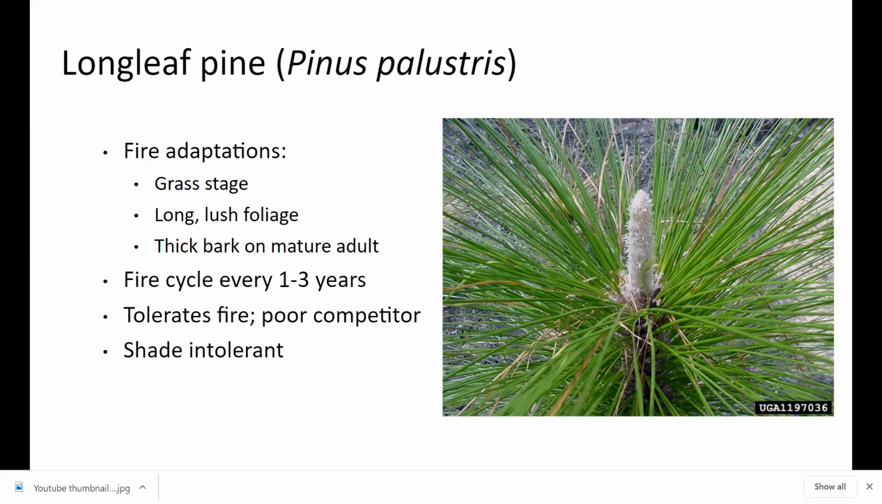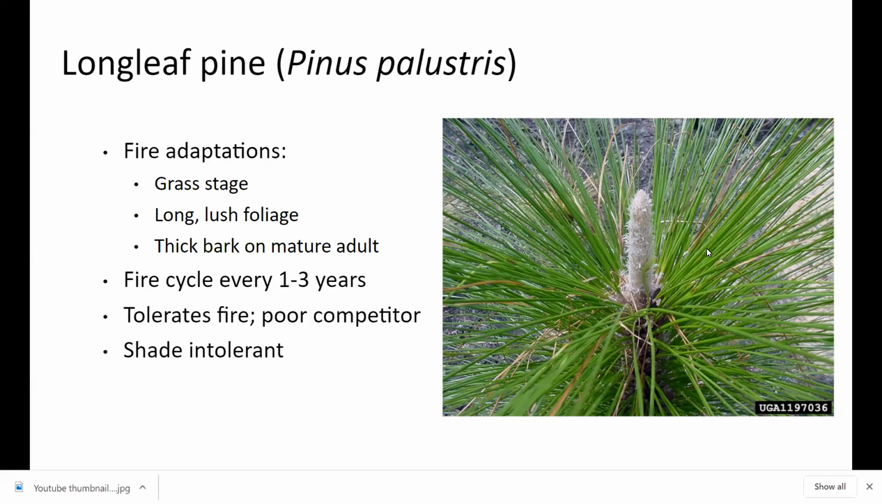So these trees can sit in the grass stage, and low fires can burn over them, and that foliage protects the bud, and the pine will regrow its leaves and it will be just fine. In fact, a 1 to 3 year fire cycle is perfectly natural and normal for a longleaf pine stand. So the reason why it's a fire species is not so much that it likes fire, but that it can live and tolerate fire.